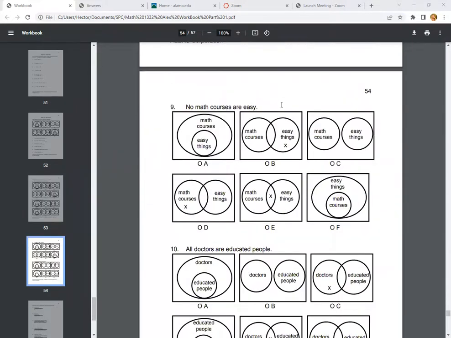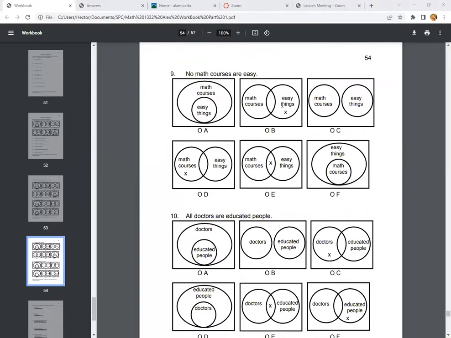And last one, 9, last one of this type of problem. It says that no math courses are easy. So basically what you want is the math course set and the easy things set to be completely disjoint, meaning they have no elements in common. Because the statement says no math courses are easy, that means that the Venn diagram of math courses and the Venn diagram of easy things have to be disjoint. Disjoint means they have no elements in common. And the only one that has that is C. So 9 is C.